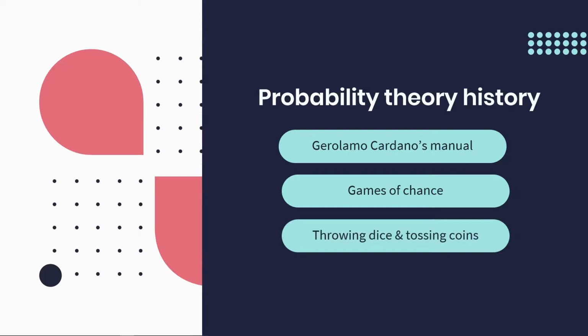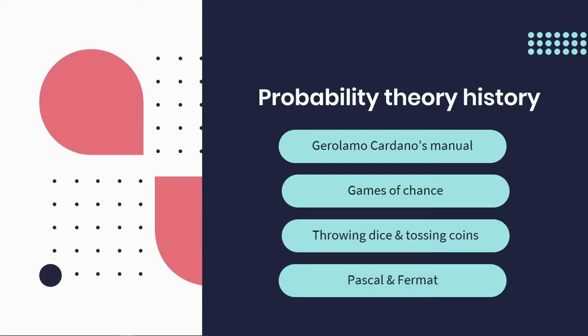And in 1654, Pascal and Fermat, through enthusiastic correspondence, formally introduced the concept of probability and is what we consider as the emergence of classical probability theory.